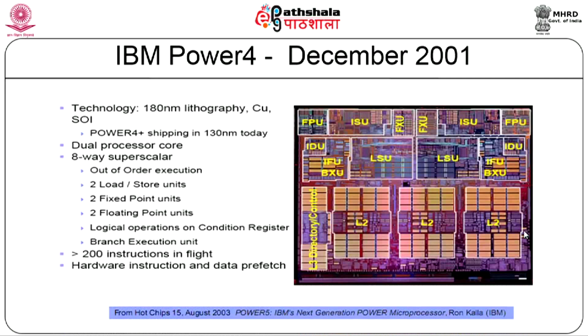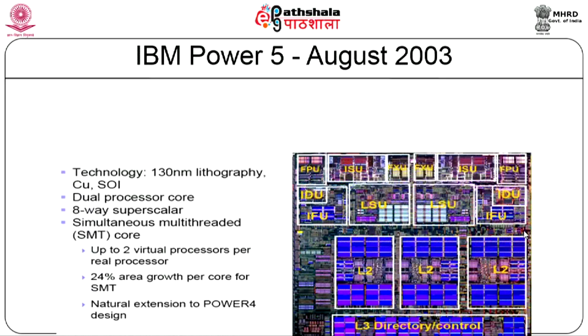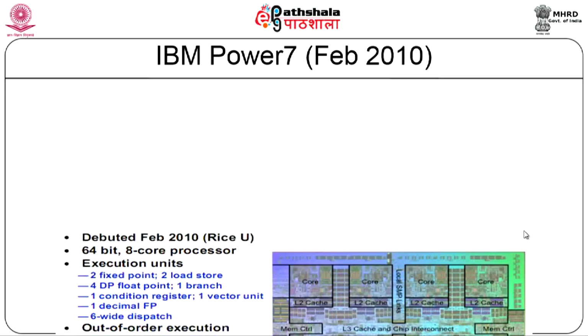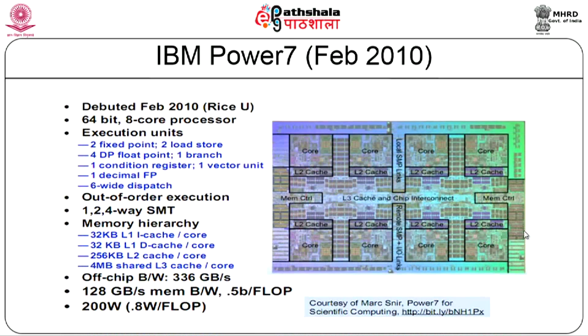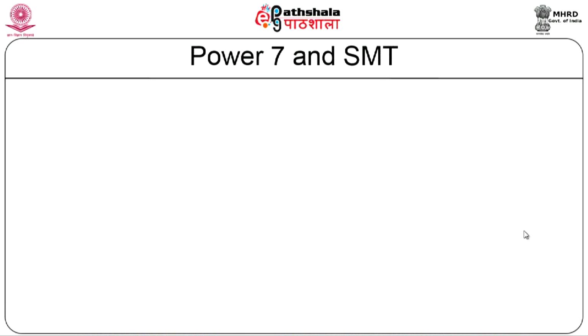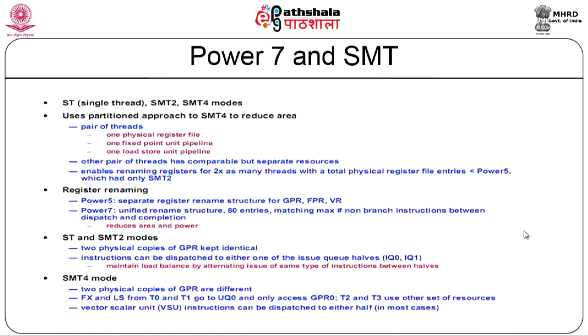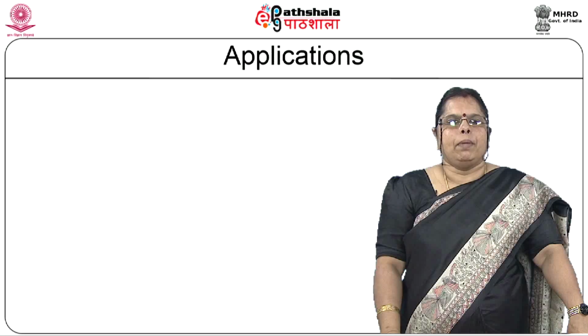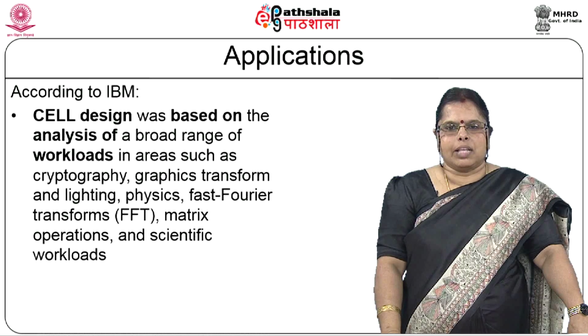This is the architecture of the IBM Power 4 to give you an idea of what this architecture is. This is Power 5, and Power 7, which was released in February 2010. If you look at Power 7 and SMT, it has support for simultaneous multi-threading. You can either have SMT2 or SMT4 modes, and all this register renaming and so on, I think you are already familiar with.